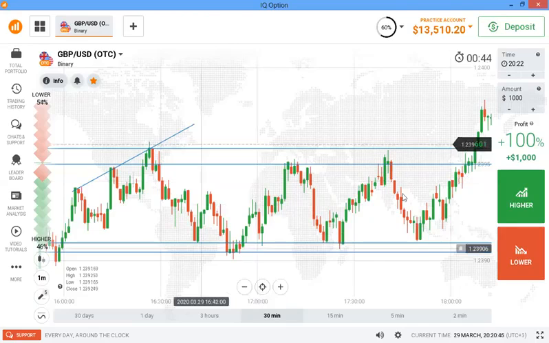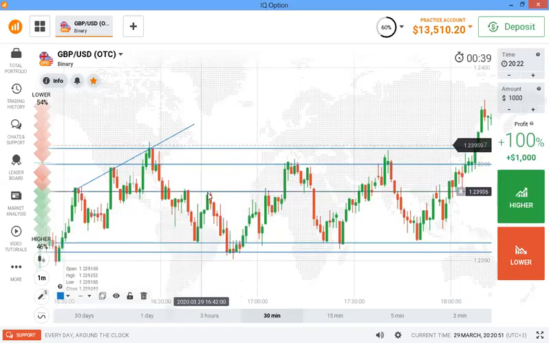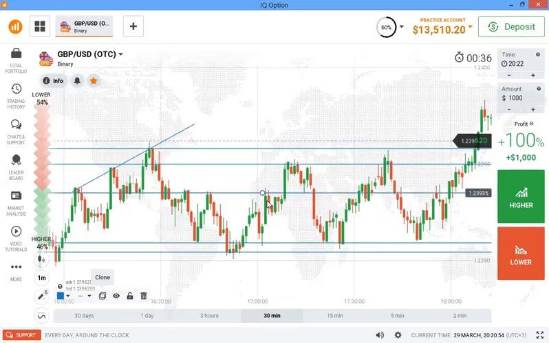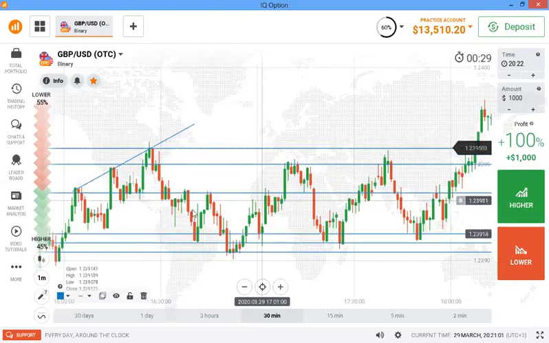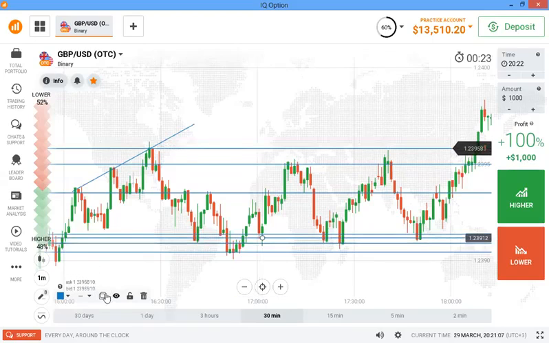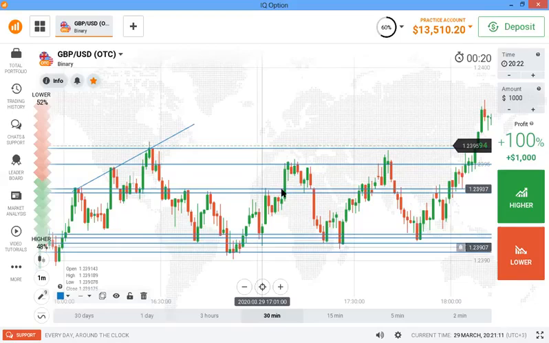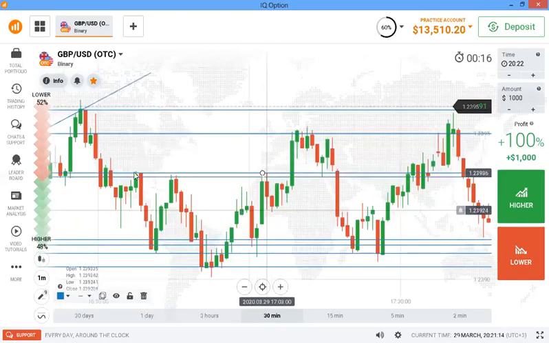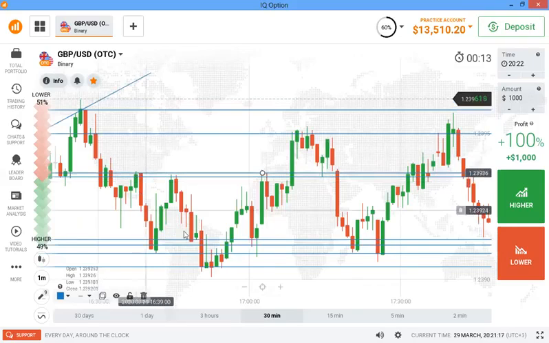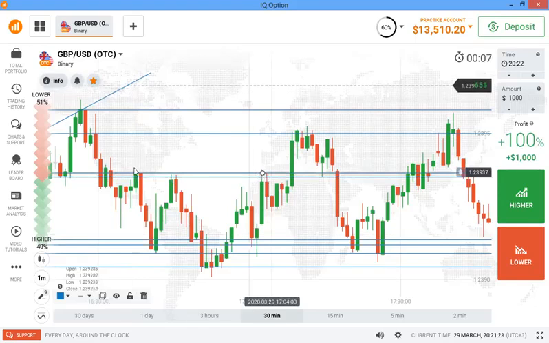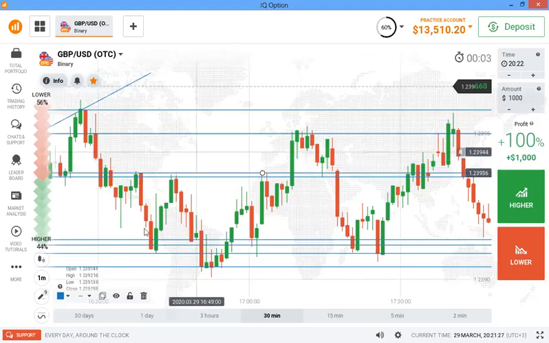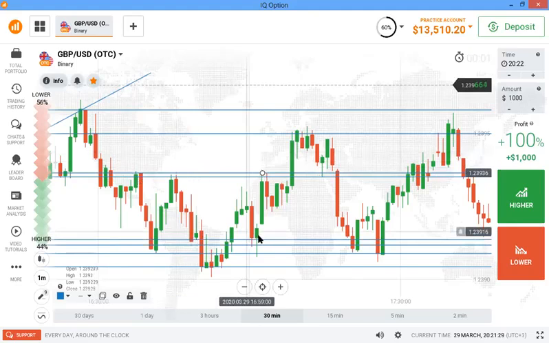Same thing, inside this ranging area, you can still find some ranging markets inside it. That means the market is ranging from here to here, from here to here, from here to here. So here and here, this is the resistance area, while here and here, this is the support area.